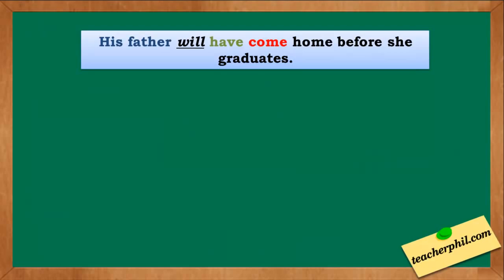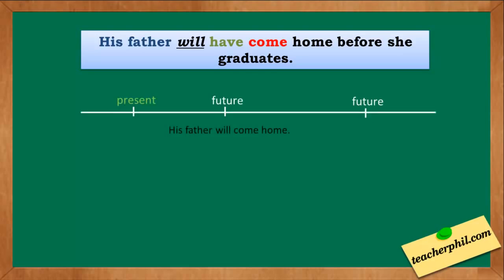Next example. His father will have come home before she graduates. The two future events are his father will have come home and she graduates. His father will have come home is our future perfect. That's why we resorted to the sentence, his father will have come home before she graduates.